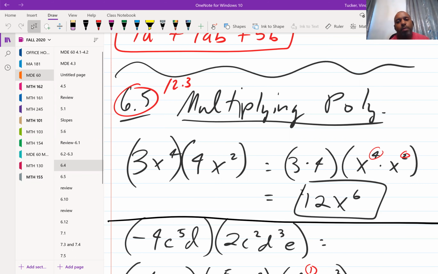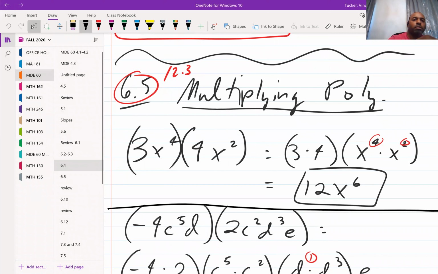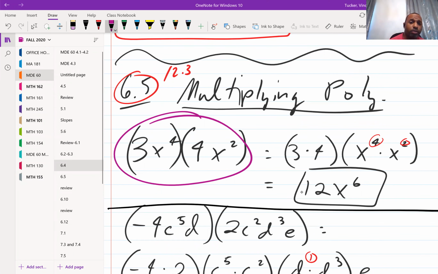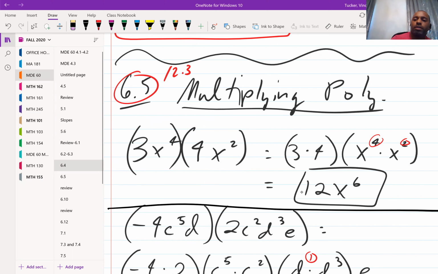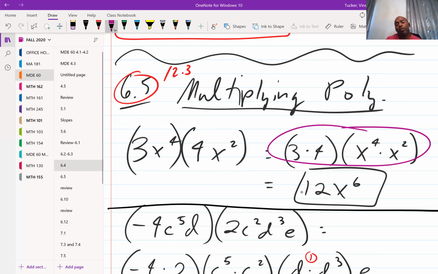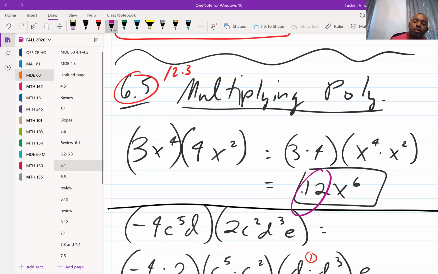All right, so 12.3, multiplying polynomials. So right here would be the original problem. Let's say we're multiplying two monomials, 3x to the fourth times 4x squared. You would couple together what you can multiply and what you can simplify. So you can multiply the 3 times the 4 and then x to the 4 times x squared. 3 times 4 is 12. And then don't forget our exponent rules. Whenever we're multiplying terms with like bases, in other words those x's, you will add your exponents. So that 4 plus 2 will give you 6. So that's how we got 12x to the 6.